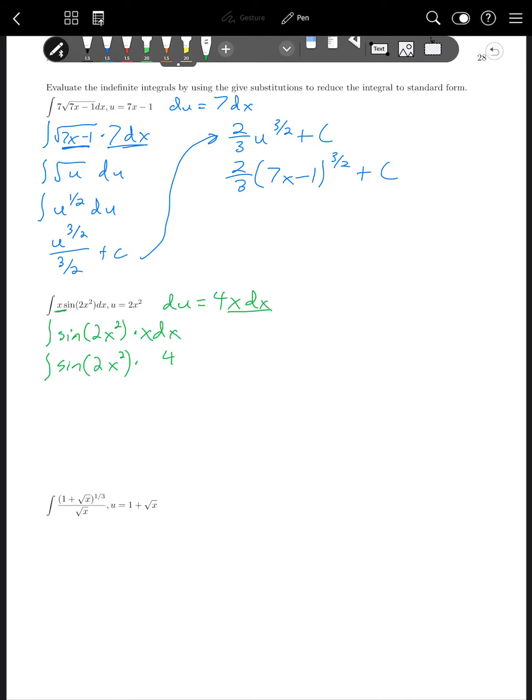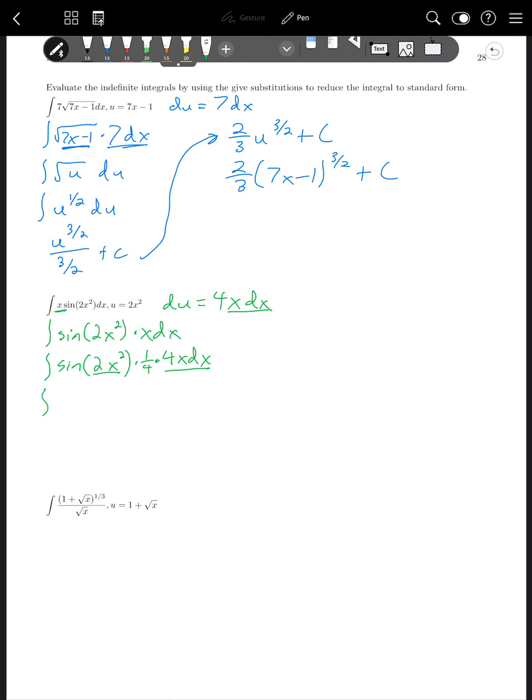But if I only multiply by 4 like this, there's a problem, right? I've changed the value of this expression. It's now 4 times as large. So to undo that, we multiply by 1/4, right? Because 1/4 times 4 is 1, and so multiplying by 1 does not change the expression. So now we've got our du and we've got our u.